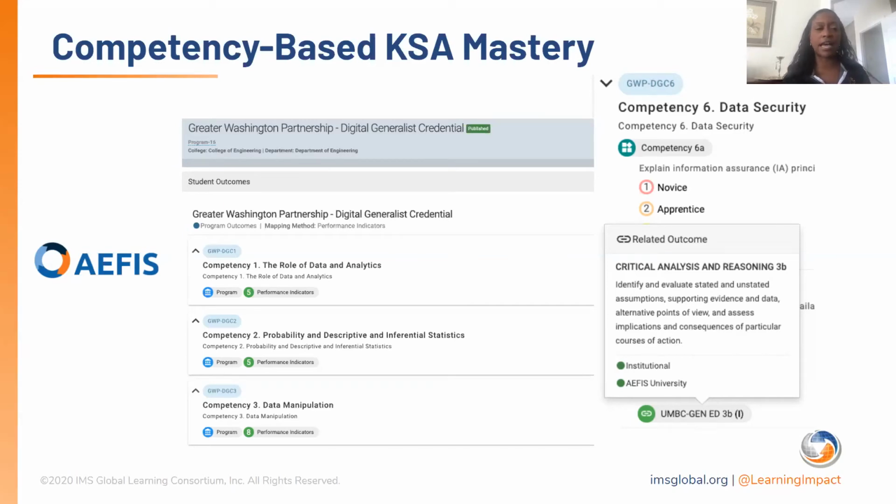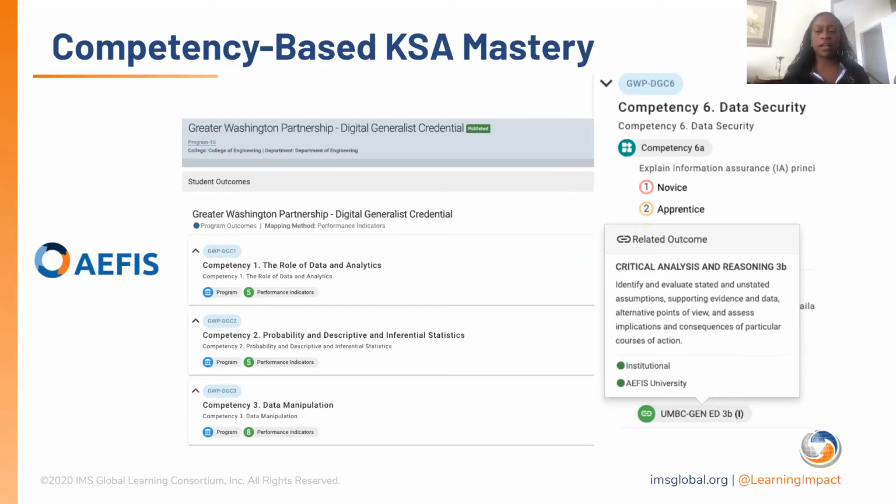And so as we use AEFIS to represent the CLR, we're showing mastery as they move through the different competencies that you saw on the previous slides. But what I want to say on the next slide is very important, is to understand the work that has to go into doing this. And so the curriculum mapping is a key part of this.